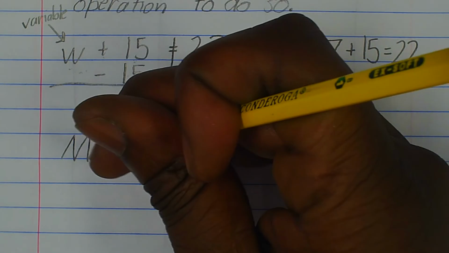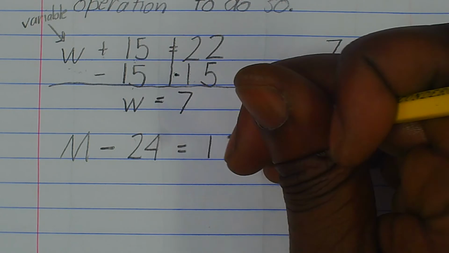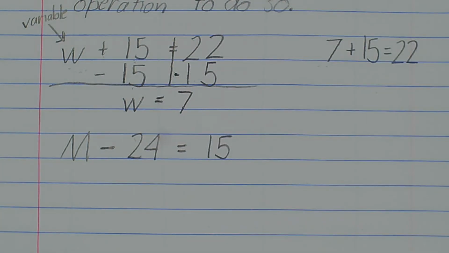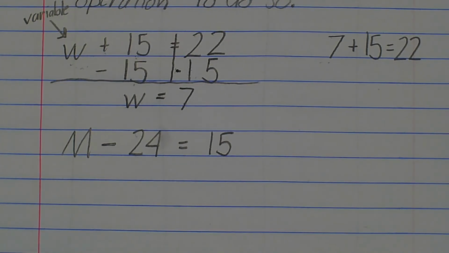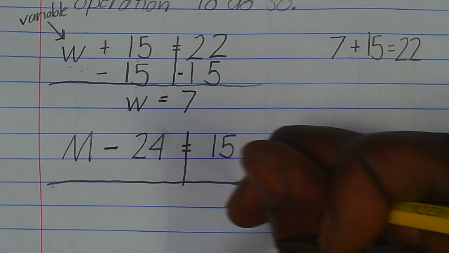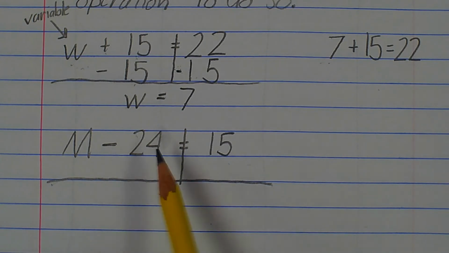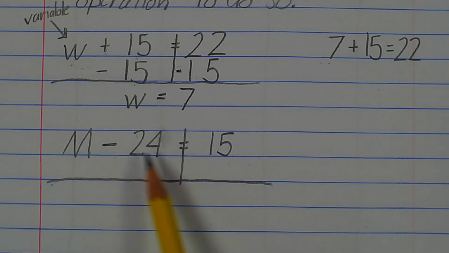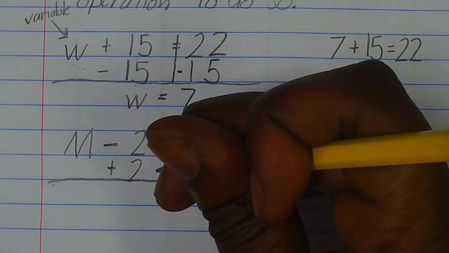So we have M minus 24. That's going to equal 15. So now I can split the equation, because remember, one side of the equation must equal the other side. Okay? So now I'm subtracting 24 here. So if I'm subtracting 24 here, I need to use the inverse operation and add 24 to both sides.